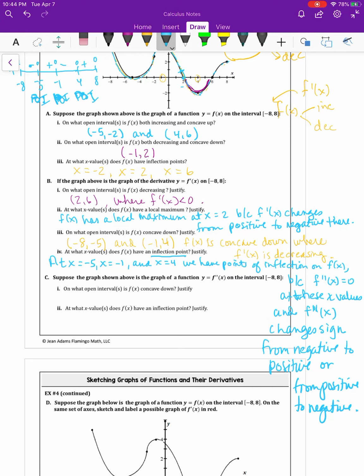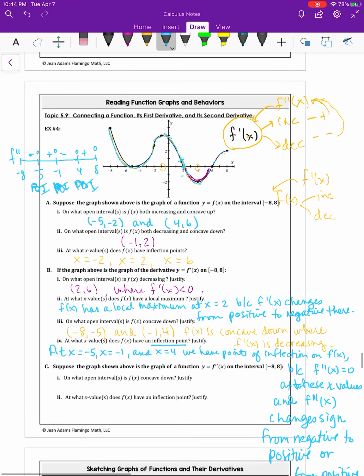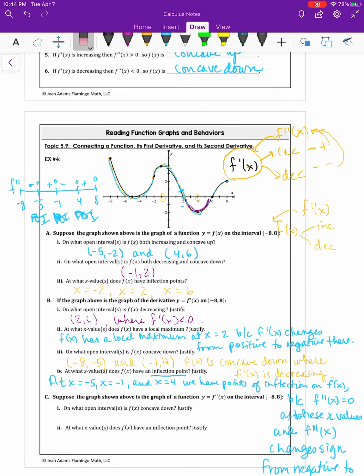Okay, part C. Suppose the graph shown above is the graph of a function y equals f double prime of x on the interval from negative a to a. On what open interval is f of x concave down? Justify. All right, so now for part C, I'm going to come up here and I'm going to erase everything that we talked about, because now we've got a different situation.